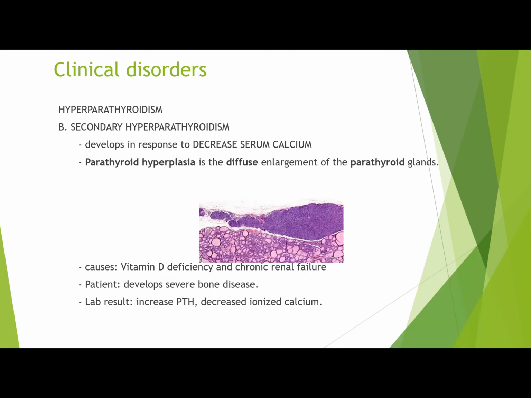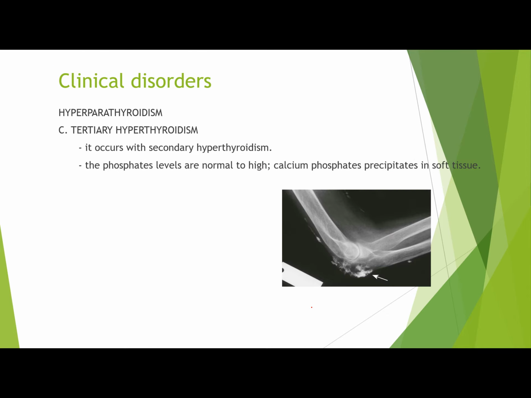While for secondary hyperparathyroidism, this would usually occur, class, if there is a decreased serum calcium. Parathyroid hyperplasia is the diffuse enlargement of the parathyroid gland. Causes would be vitamin D deficiency and chronic renal failure. Patients would develop severe bone disease. Lab result would show increased PTH, decreased ionized calcium.